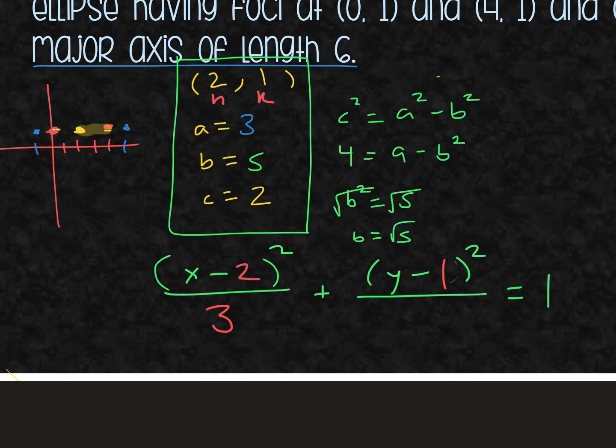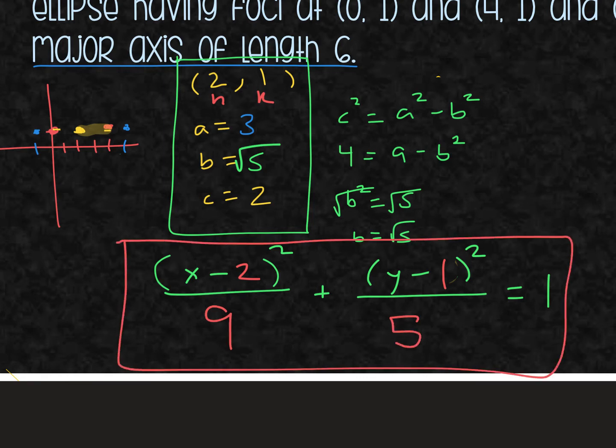Our b is square root 5, but in our equation, it's supposed to be a squared and b squared. So under x, we have a squared, which would give us 9. So down here, we would have 9. And then under y, we would have our b squared. So what's square root of 5 squared? 5. So that is our equation.